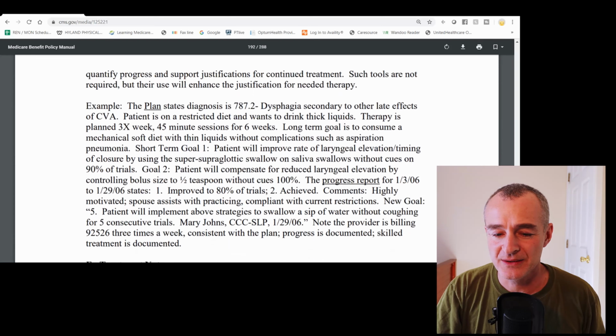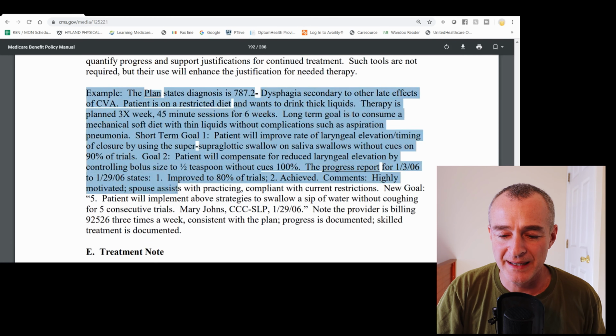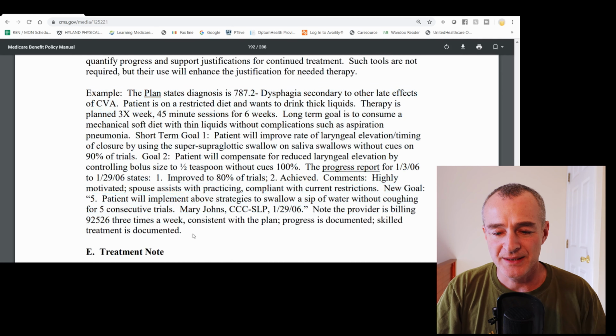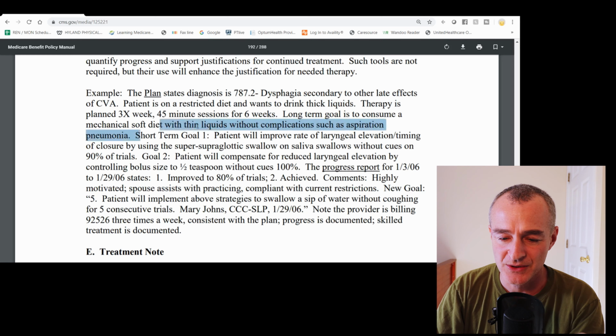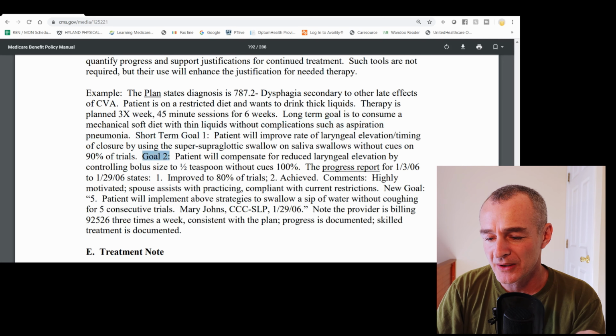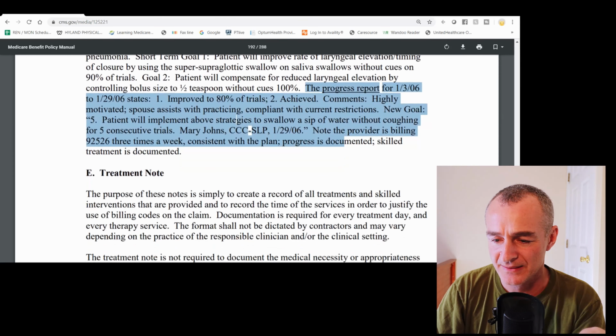So let's take a look at this little blurb right here. This is put out by CMS. And what you see is, there's some background information around the top. Then we get into, you see a short-term goal here. You see goal number 2 here. But this is the part that I think is most interesting. Let me scroll up so you guys can see it on the screen.